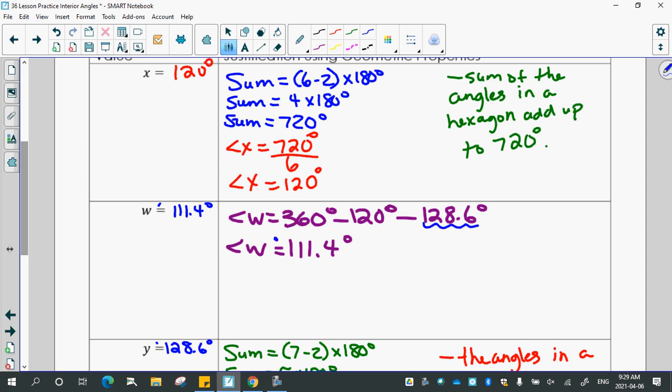So there's our work, and our reason is a full circle adds up to 360 degrees. That would be our geometric property.